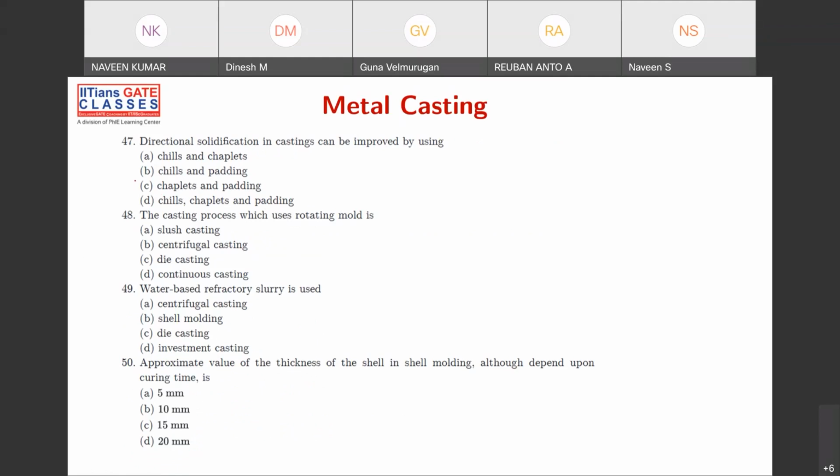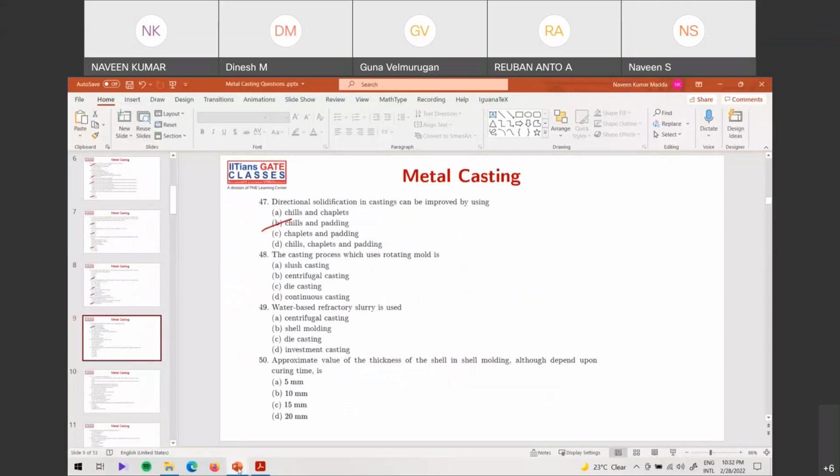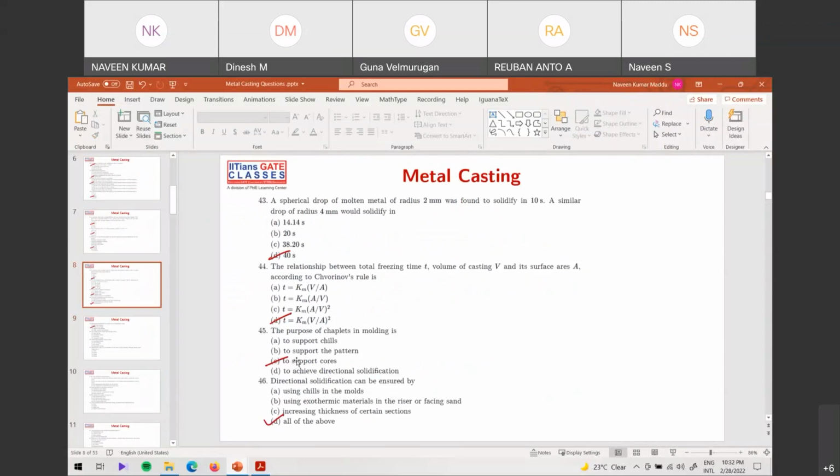Obviously, there is no way you can't answer this repeated question, chills and paddings. Okay. So for directional solidification, the answer is B. You're right. Of course, it is B. Chills and padding. Already we have solved this question.